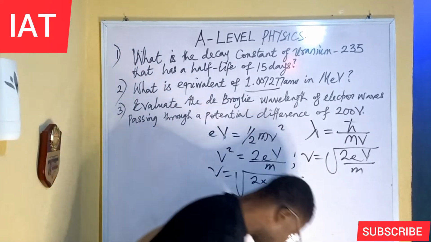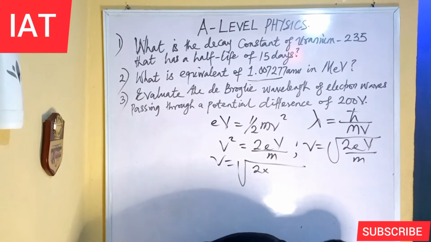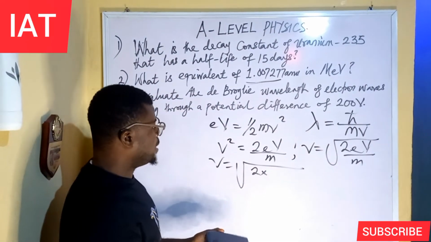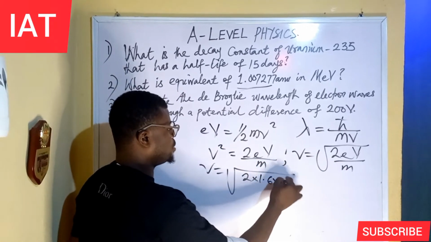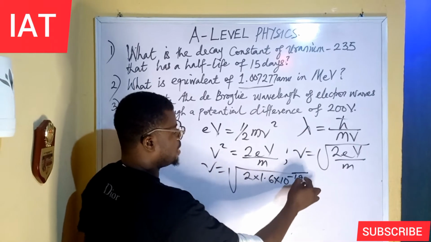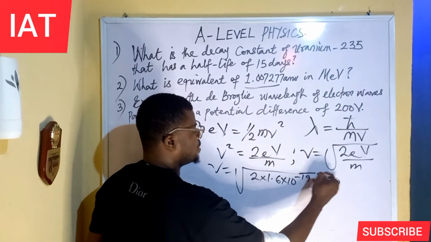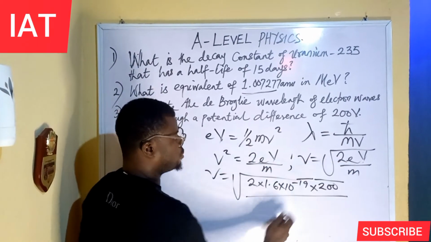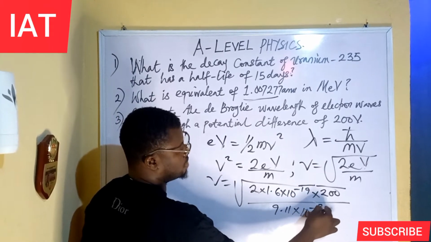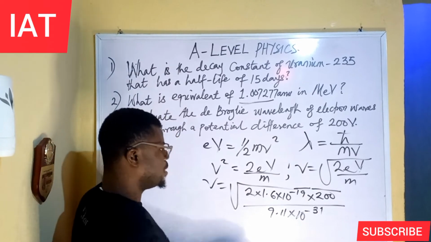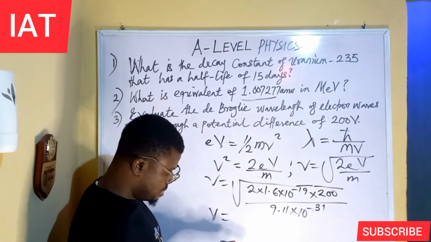Let's use our calculator to get some of these things fixed. The value for the electron charge is 1.6 times 10 to the power of minus 19, and this will multiply by the volt, which is 200. All divided by the mass of electron, 9.11 times 10 to the power of minus 31 kilogram.